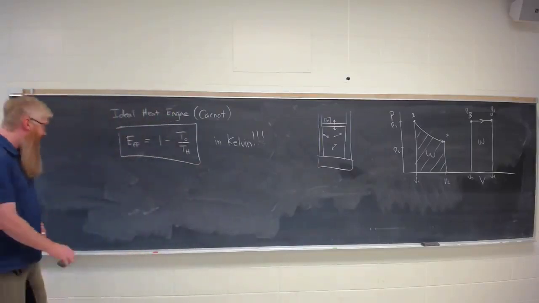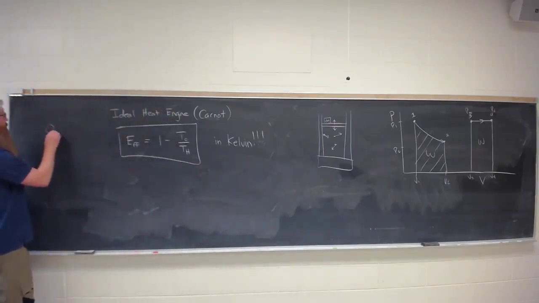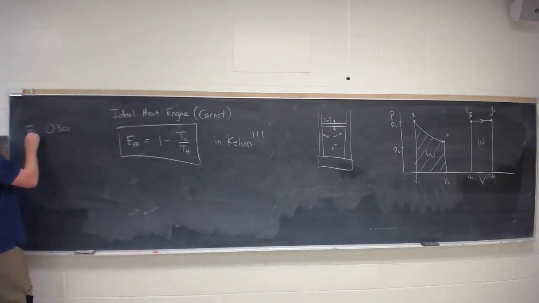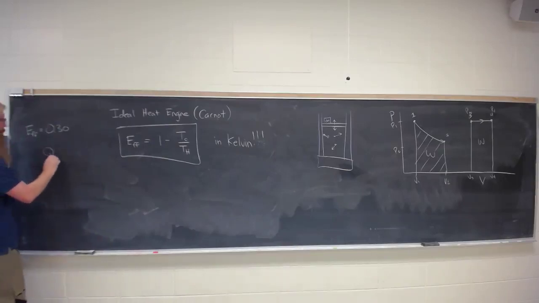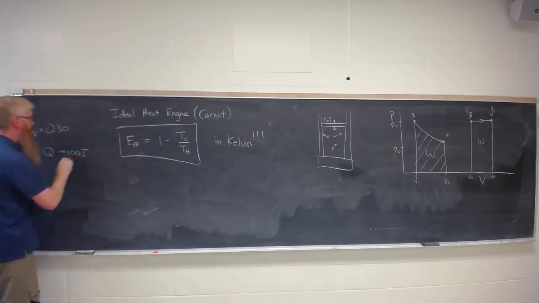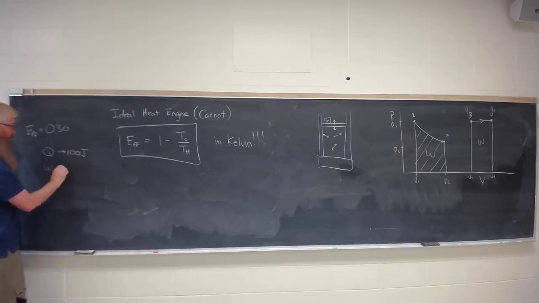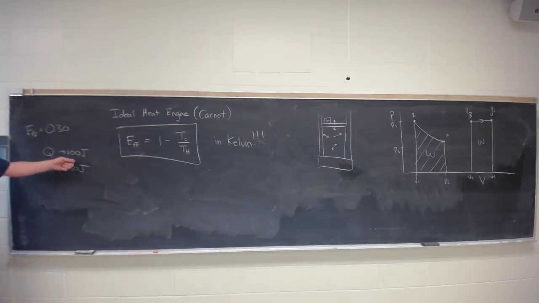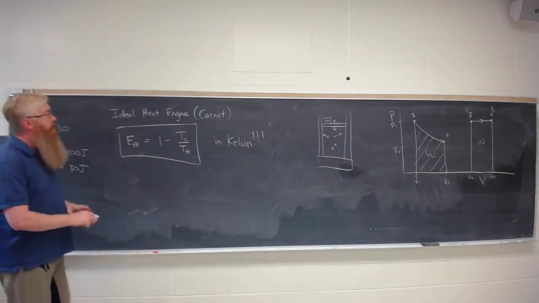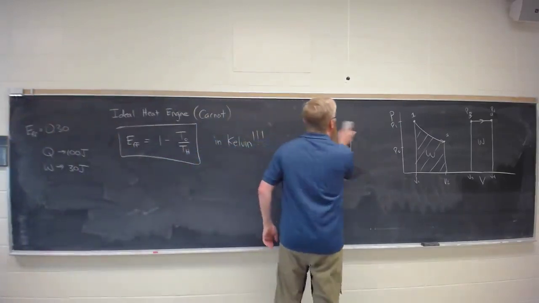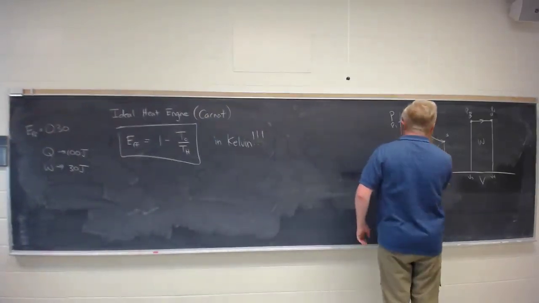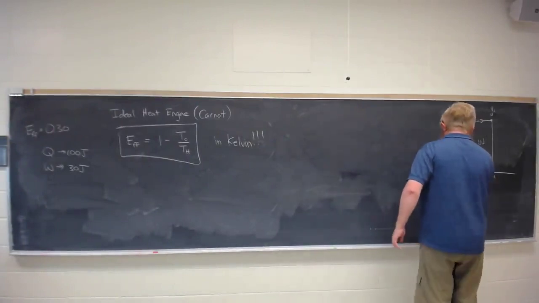So once you figure out the efficiency of an engine, let's say your engine's 30% efficient. That just means that if I put 100 joules of heat into the engine, I'll get 30 joules of work out of that engine. The rest of the heat is just lost into the cold reservoir. So that's the most efficient type of engine, called a Carnot engine.